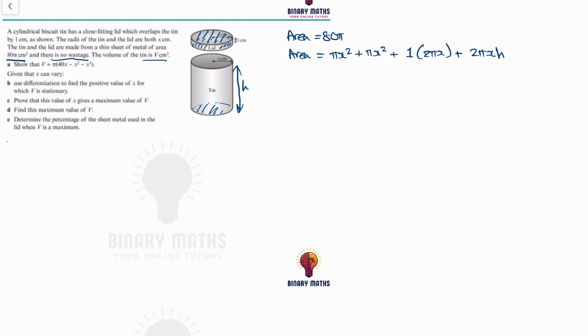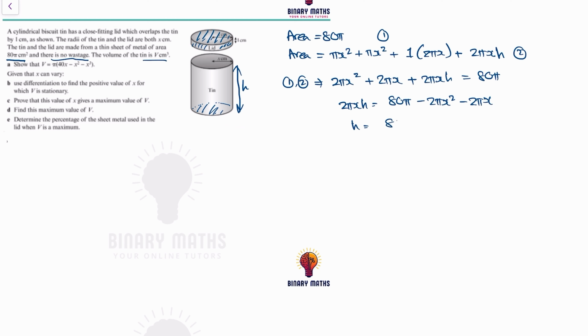If we put these together, let's call this 1 and call this 2. 1 and 2 imply that 2 pi x squared plus 2 pi x plus 2 pi xh is equal to 80 pi, which means 2 pi xh is equal to 80 pi minus 2 pi x squared minus 2 pi x, which means h is equal to 80 pi minus 2 pi x squared minus 2 pi x all over 2 pi x, which means h is equal to 80 pi over 2 pi gives you 40 over x.